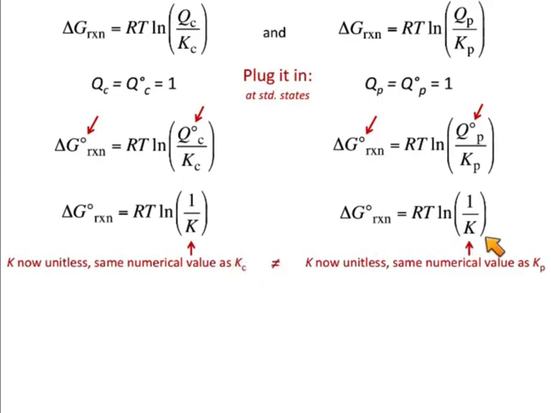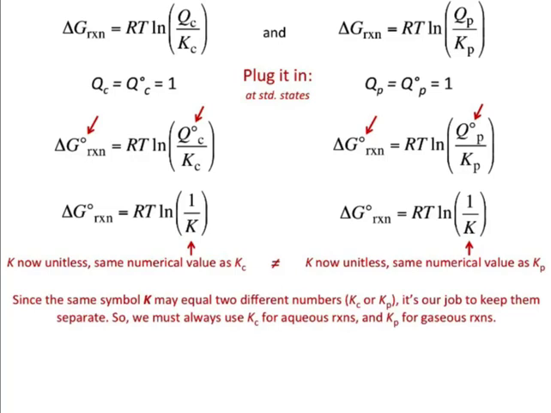Now over here on the pressure side, we have the same thing. It was Kp, so now the same numerical value is equal to K, and then these two Ks are generally not the same, even though they're the same symbol. So that can lead us into problems, although this is kind of a nuance here. This same symbol K may equal two different numerical values, and so it's our job to keep them straight. What we do is we say, if you're dissolved in water, then you use Kc. If you're a gas, then you use Kp, and there we go.